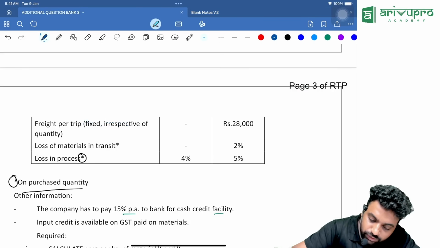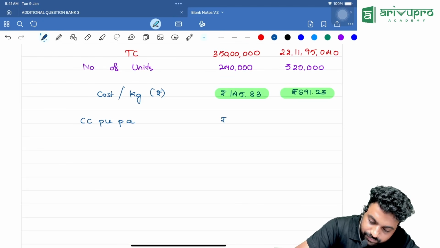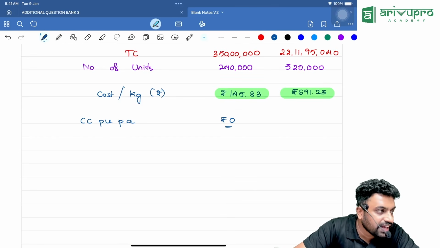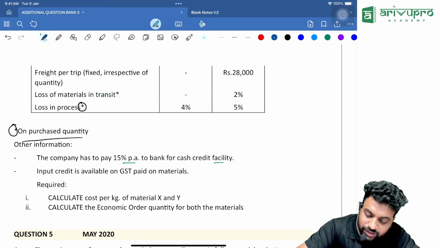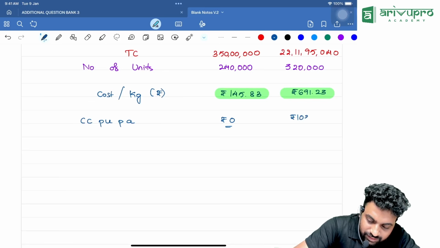For the first one, how much would it be? 15% of this one. Very good. Are we carrying inventory? Then what carrying cost are you calculating? Are we carrying inventory? Carrying cost will be there. Then it is 21. For the next one, don't say 0 now because we are carrying this. It is 103.68.